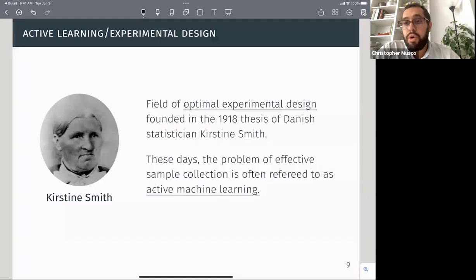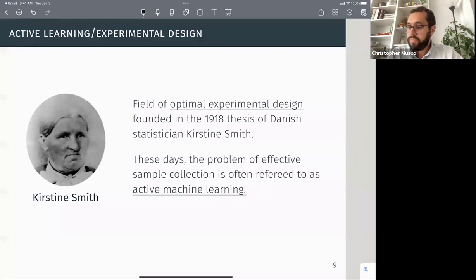More recently, the machine learning community has become very interested in this idea of how to collect samples or what data to label if it's expensive to label data. And we typically in the machine learning community would refer to that as active machine learning. I think of these names, optimal experimental design and active machine learning, as really just different names for the same topic of study. So I'll refer to it as active machine learning. Okay. Any questions about the basic problem setup?